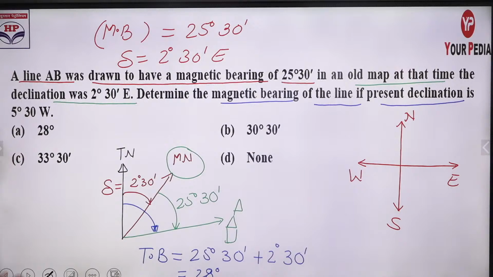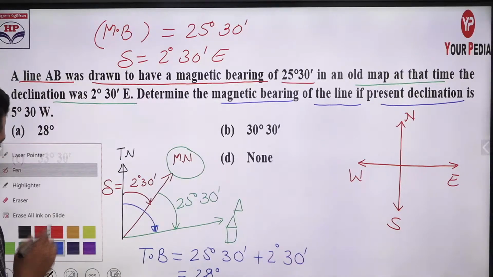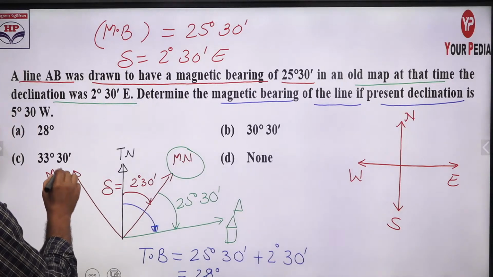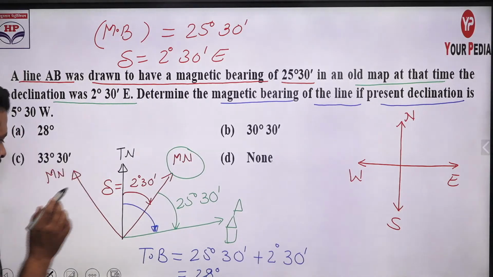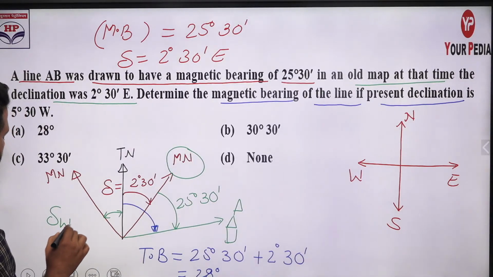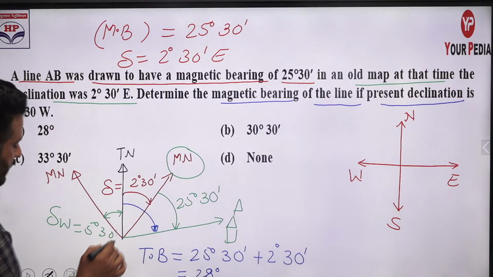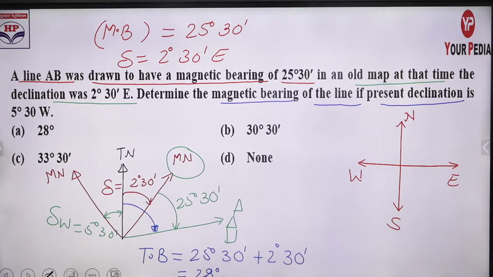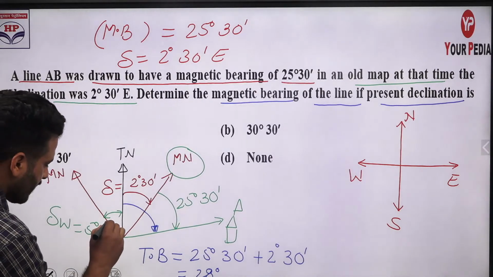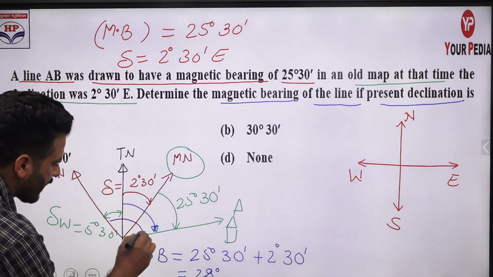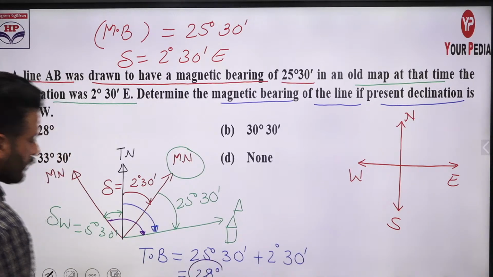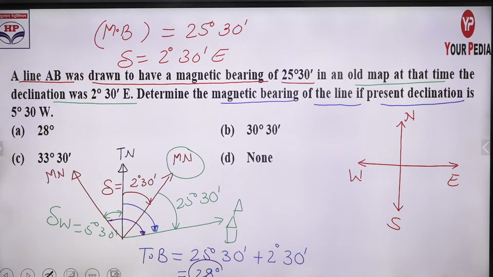Fine. So right now, as per the condition, we have the magnetic north. True north will be fixed, magnetic north will change its position. This declination value is given to us now. Western declination, this is 5 degree 30 minute west. So what is asked in the question? The magnetic bearing of the line in the present scenario. So have a look, guys, you have to mark the angle from here to here. What is this angle? The true bearing, 28 degree. So just add 5 degree 30 minute to this and you will find the answer.